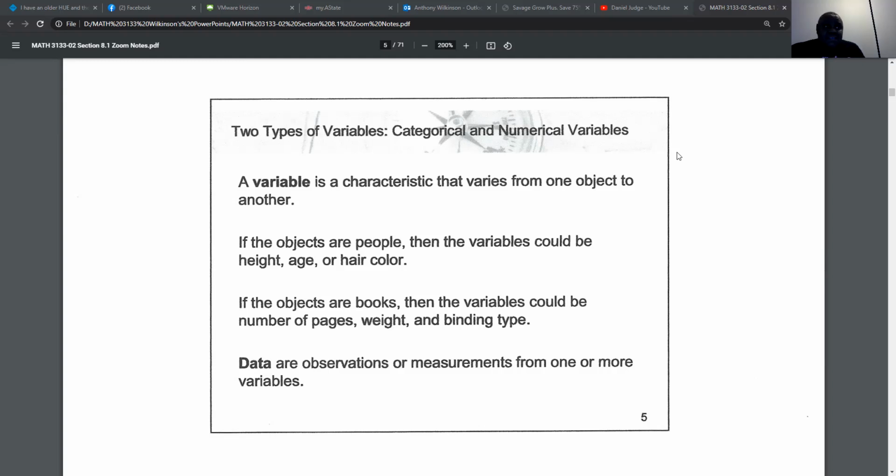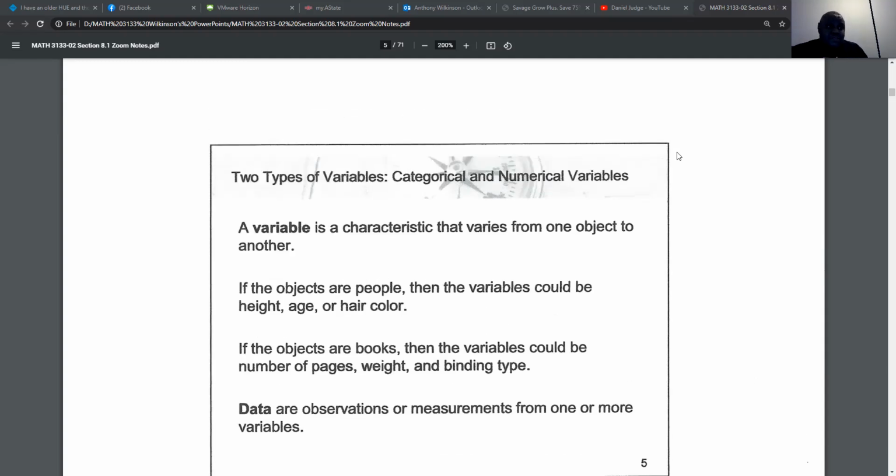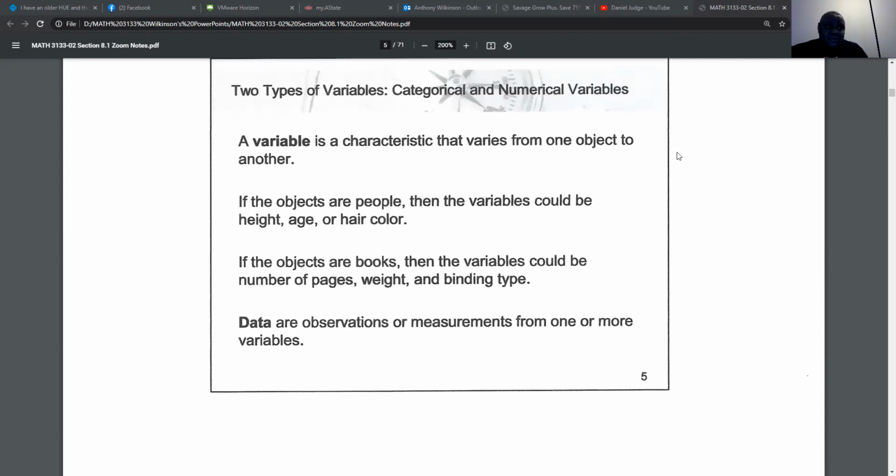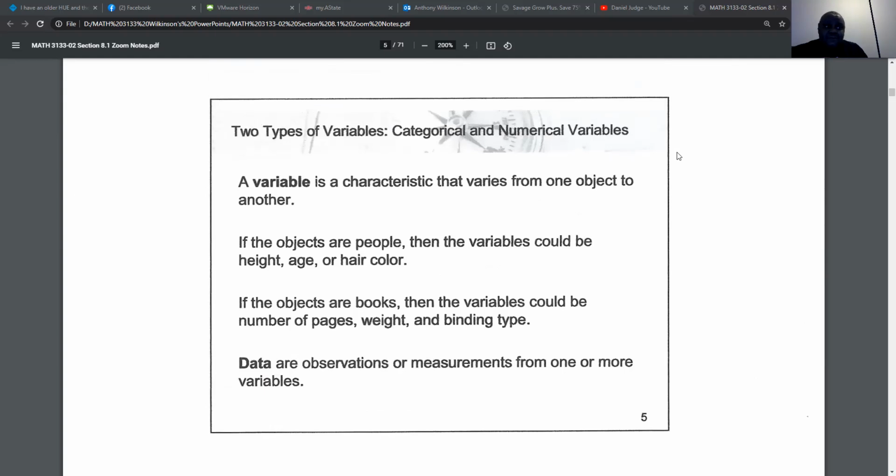Okay. Now, the next definition is data. Here, those are observations or measurements from one or more variables. Okay. So if you're talking about a person's height, then that height will represent data, because that person's height varies from one person to another. So you could have numerous types of heights.